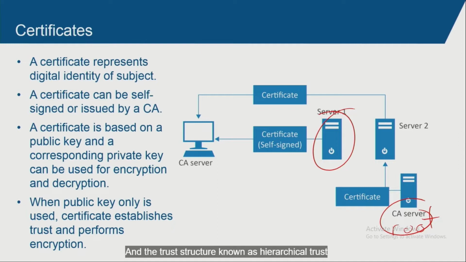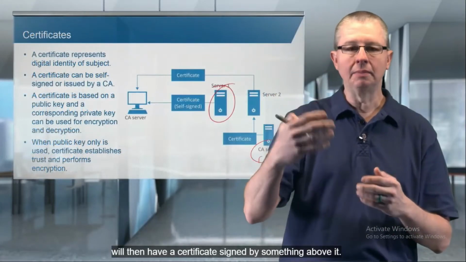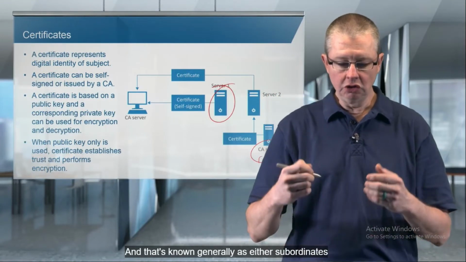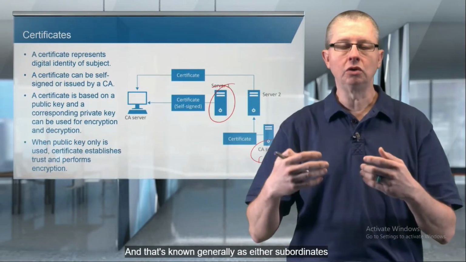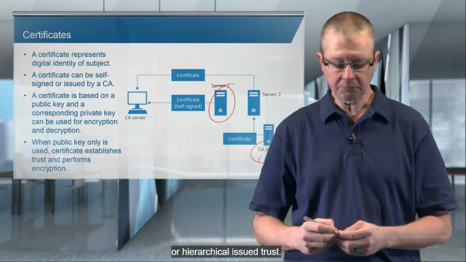In this trust structure known as hierarchical trust, the top machine, the root of the certificate server grouping, is self-signing. It must sign its own certificates for itself. Then every subsequent level will have a certificate signed by something above it, and that's known generally as either subordinate or hierarchical issued trust.